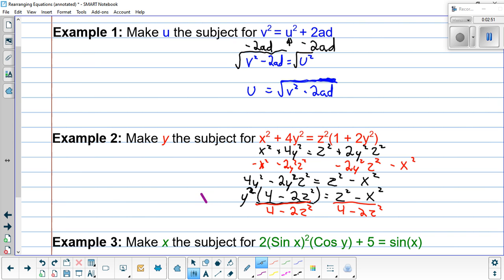I'm actually just going to rewrite this over here just to make sure we have enough room. y squared equals z squared minus x squared over 4 minus 2z squared. And now to get just y squared, we take the square root of both sides. So I'm actually just going to do that, and that'll result in just y.